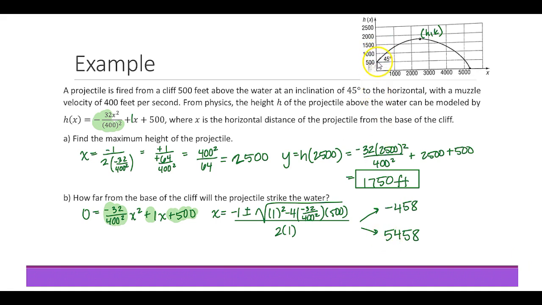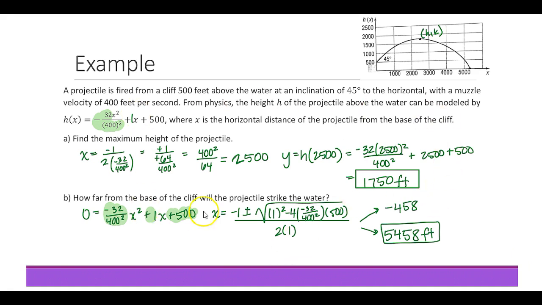We can see that the y-intercept here is 500, but the parabola itself would keep going and have another x-intercept. But we don't consider anything to the left because this is, of course, where the cliff is. So the only x-intercept we're interested in is the one that's bigger than 5,000. So 5,458 feet, that is how far I am from the base of the cliff before the projectile strikes the water. So it's gotten 5,458 feet away before it strikes the water.